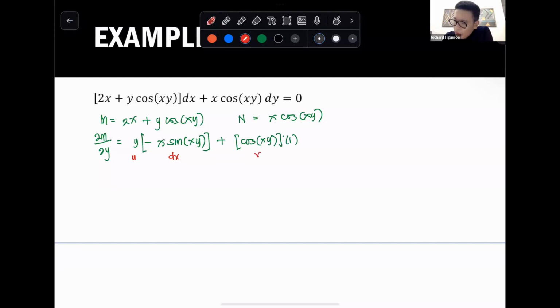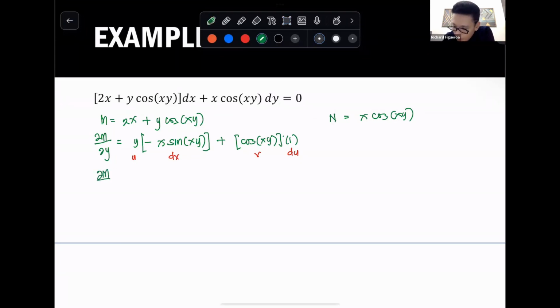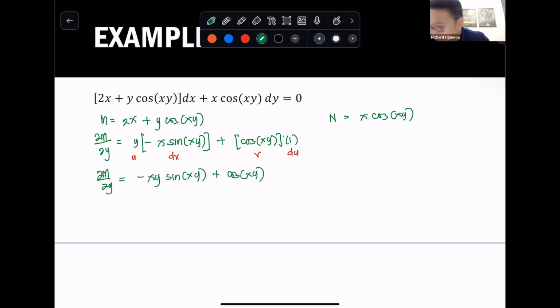So u dv, ito ang v natin, ito ang du. So rewriting that, the partial derivative of m with respect to y will be negative xy sine xy, then plus cosine xy. So negative xy sine xy plus cosine xy. So how about n?